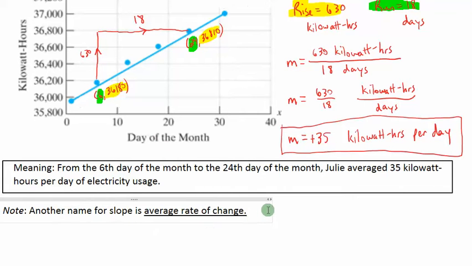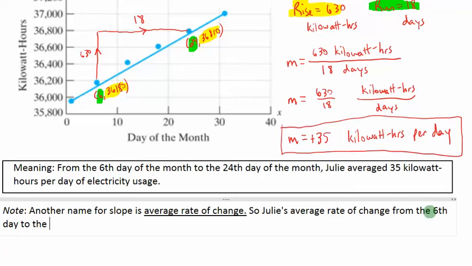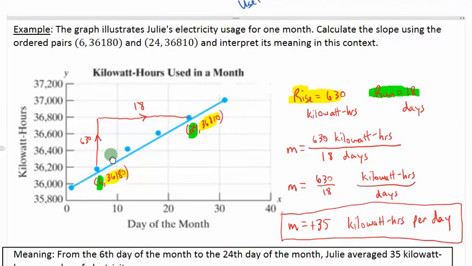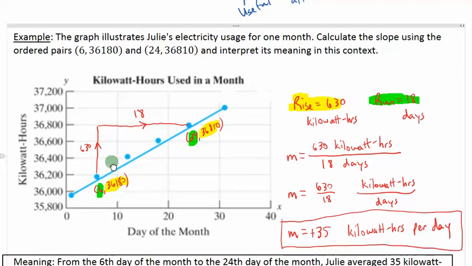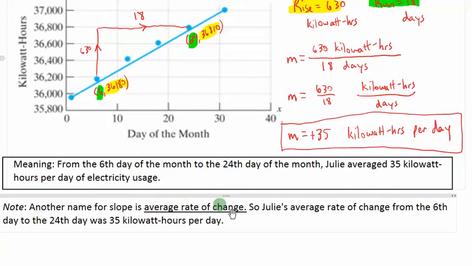So if we were to use the language of average rate of change for this problem, we could say Julie's average rate of change from the 6th day to the 24th day was 35 kilowatt hours per day. All right, so that's how to interpret the meaning of a slope in an application problem. And you could also call that the average rate of change.